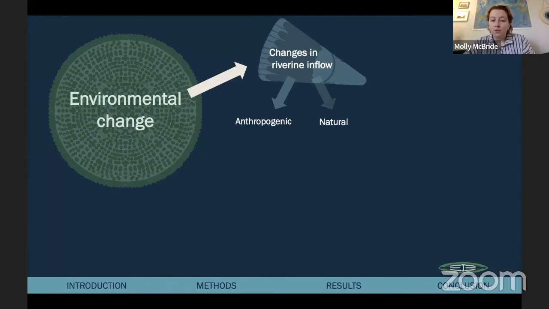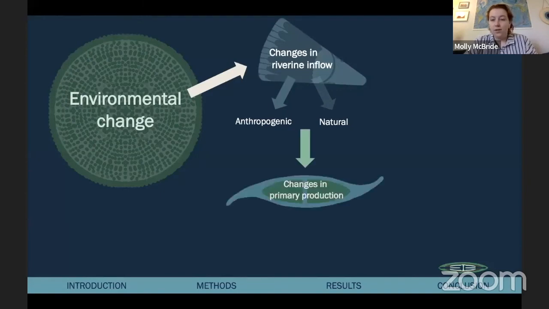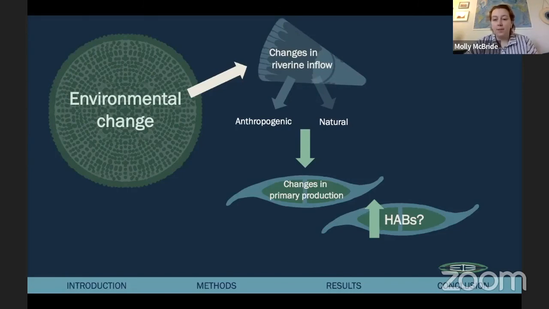And there's also natural changes in riverine inflow. So for example, Texas is very influenced in rainfall by the El Nino La Nina cycle. And these changes are going to cause changes in primary production, as we saw. We saw some blooms, we saw some increases in biomass. And we could also see a potential increase in HABs based on these changes.